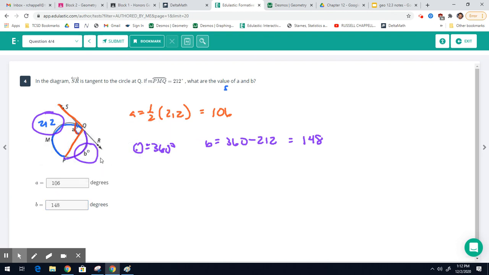Now, just to check yourself, if B, and I'll do it here in green, if B is 148, then what is the angle measure here? Well, it's going to be half of 148, which is 74 degrees. And now A and this angle form this tangent line. They're a linear pair. They should be supplementary. So let's look. 74 and angle A, 74 plus 106 is 180. So that's a quick, easy way to check to make sure that you are right. The two arcs should add up to 360, and those two angles should add up to 180.